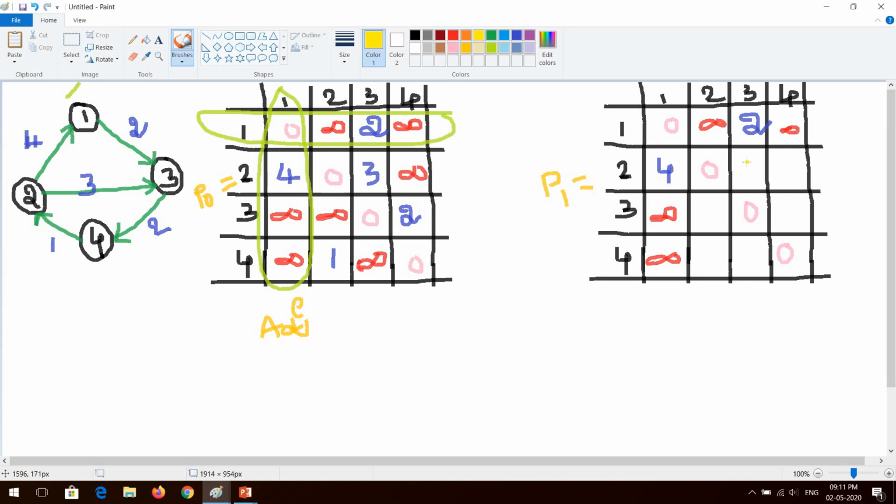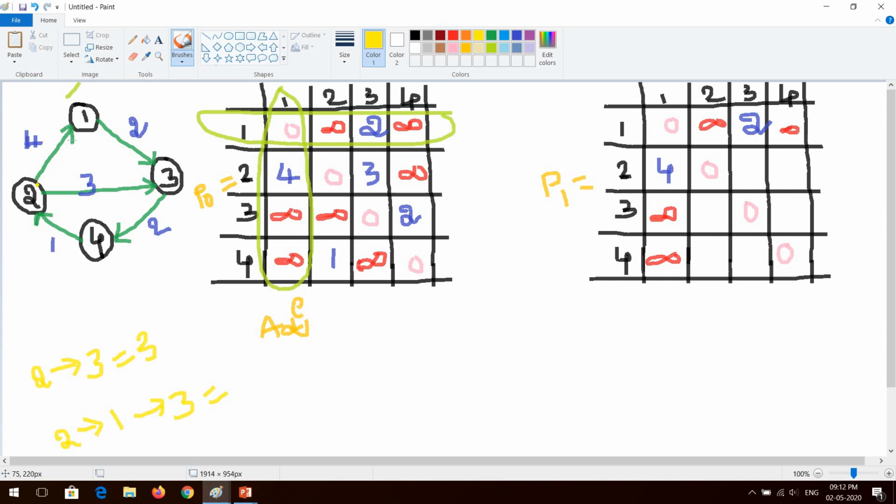Okay. So now what exactly data we have to fill? It is 2 to 3. 2 to 3, is there any path? What is the actual path? 2 to 3 is 3. Now see, observe here. Vertex 2 to vertex 3, there is a direct edge of cost 3. Okay. 1 as intermediate node, that means we have to traverse from 2 to 1 first and then 1 to 3.